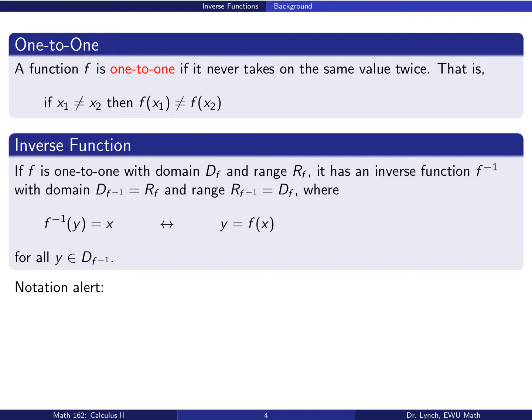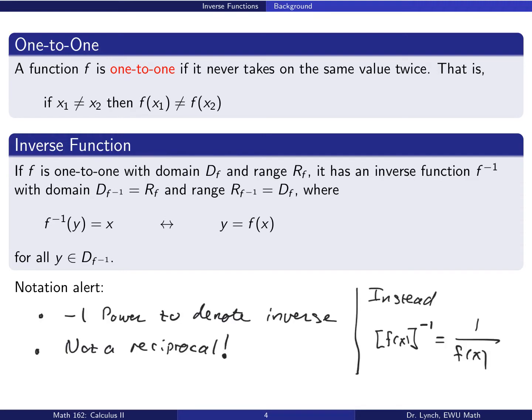A real quick observation about a notation alert. This minus 1 power is used to denote the inverse. However, it does not mean a reciprocal. So if you do want to denote the reciprocal of a function, we're going to express it as f of x all to the minus 1 power. Okay, so again, here the notation denotes inverse function.